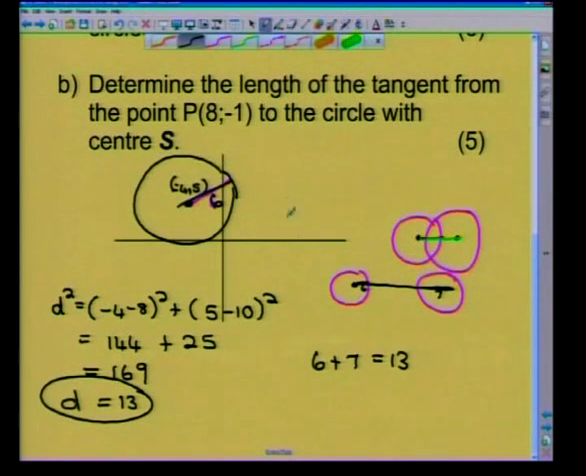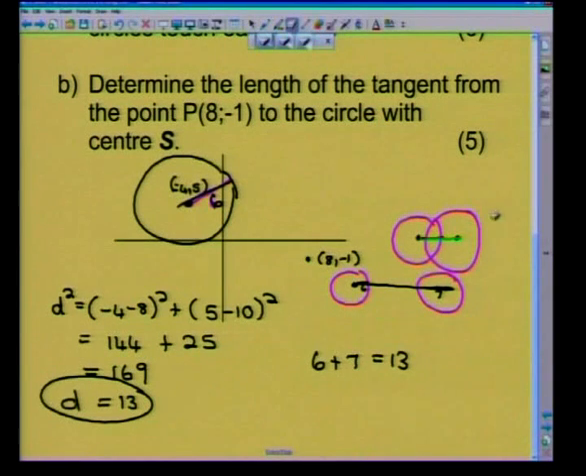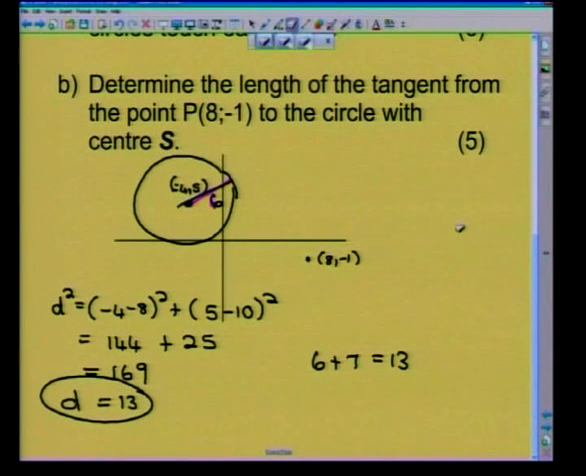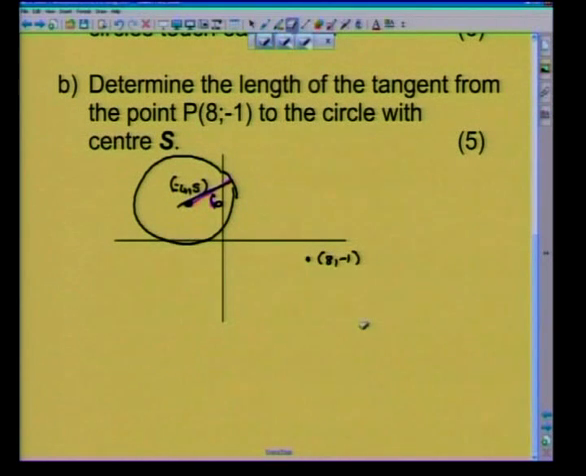Okay, now they say the coordinate 8, negative 1. Can you clearly see that that 8, negative 1 will not be lying inside that circle, or indeed on the circumference? You can see quite clearly that that's way past 6 units away. So right, let's get some more space over here and let's work. Now, they want to know the distance.